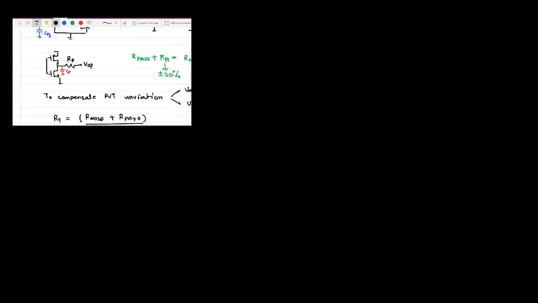And if this is in a typical corner, then for an SS corner, do you guys know SS, TT and FF process variation? So in a CMOS process, you have different process corners which are SS, TT, FF, SF and FS. What it means is, let's say you pick SF, right? It means that your PMOS is slow and your NMOS is fast.